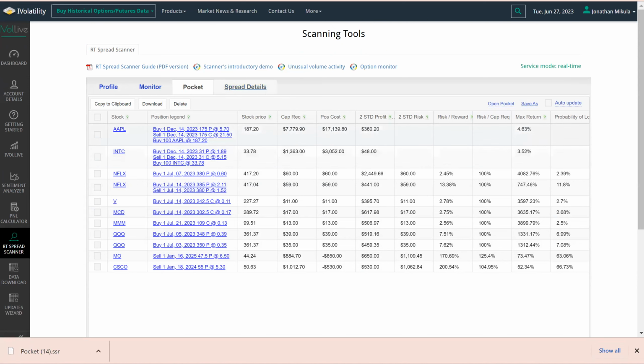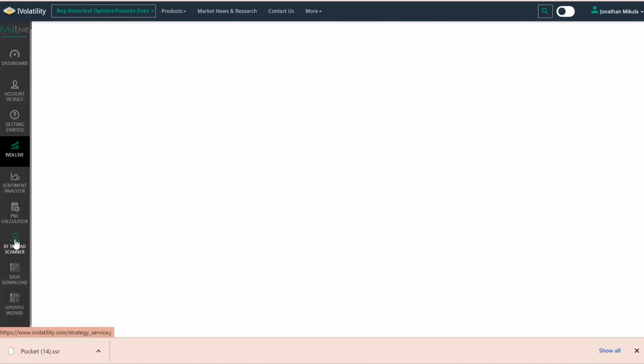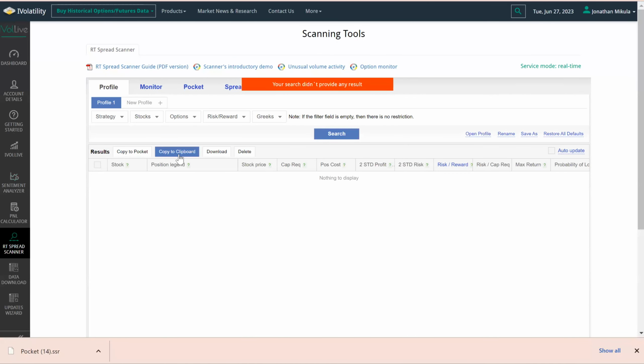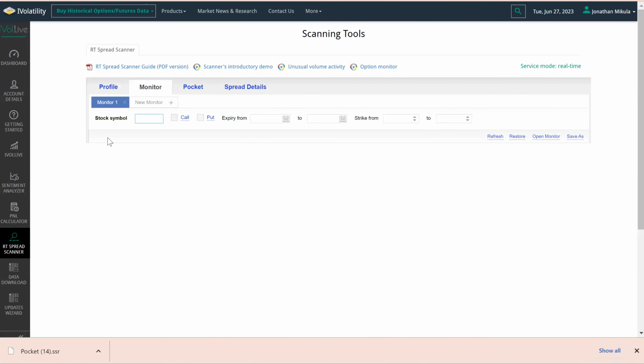And once we save the Pocket, anytime we're in a new session, let's say you go grab a coffee, grab lunch, you leave, and you come back, you're able to come to a pocket, right? Because it'll be empty. And then you can just open the pocket and it will populate here. Another cool feature about this is the monitor. This is another cool watch list.